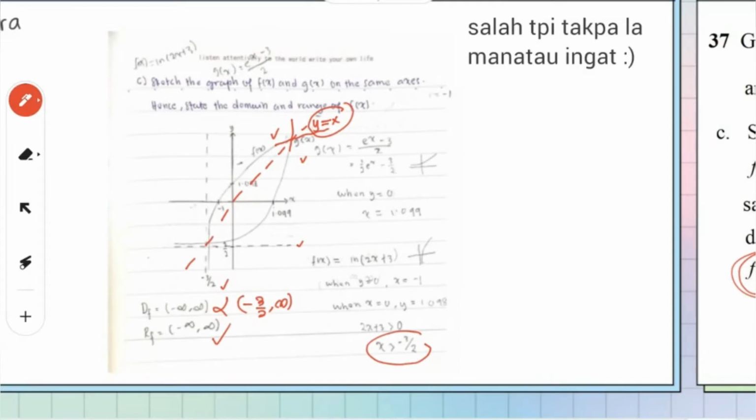So let's say lah kalau dapat 5 markah untuk soalan ni, maybe Farah boleh dapat 3. 3 sebabnya hilang markah dekat mana? Dekat yang y sama dengan x ni tak ada. Dan juga untuk domain ni. Okay, so far ada apa-apa nak tanya tak orang lain?